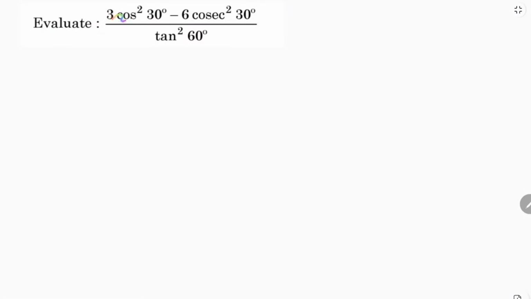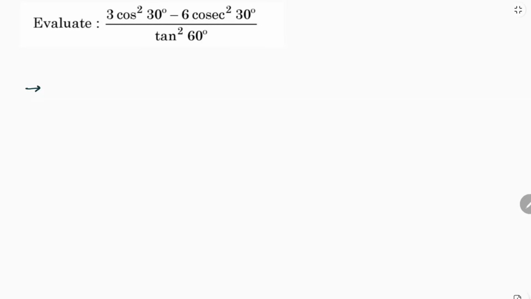Evaluate 3 cos² 30 minus 6 cosec² 30 by tan² 60. You'll get these values from the trigonometry table, so in this video I'll substitute the values directly.